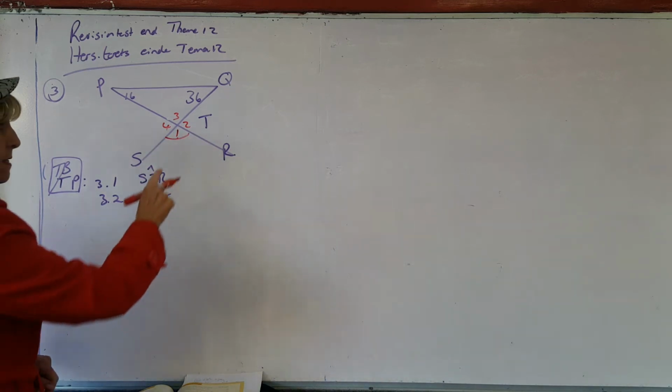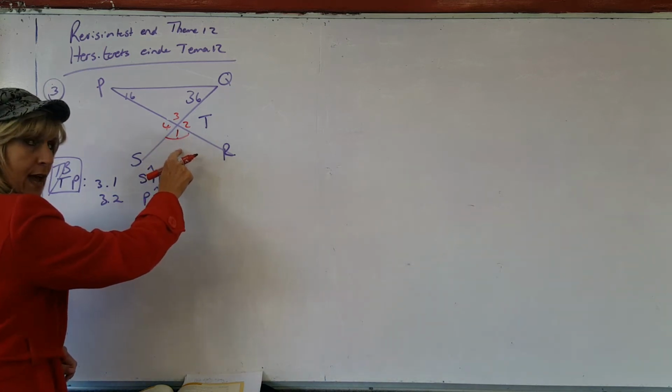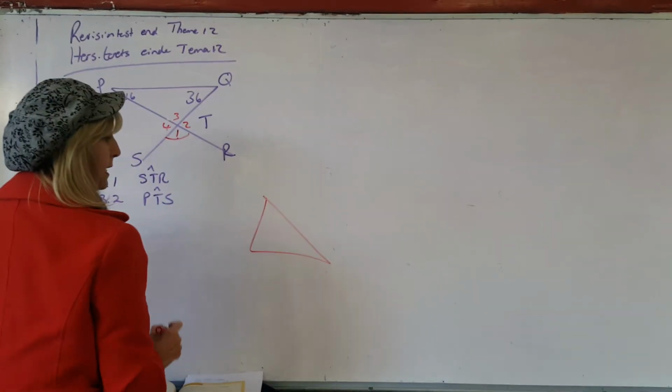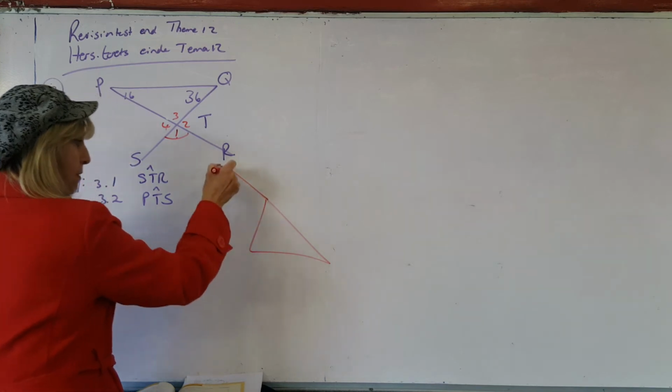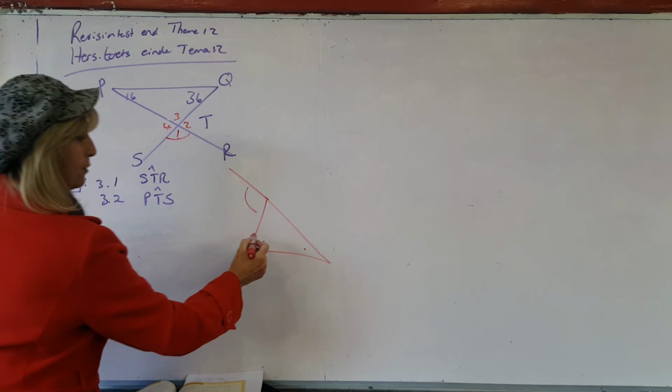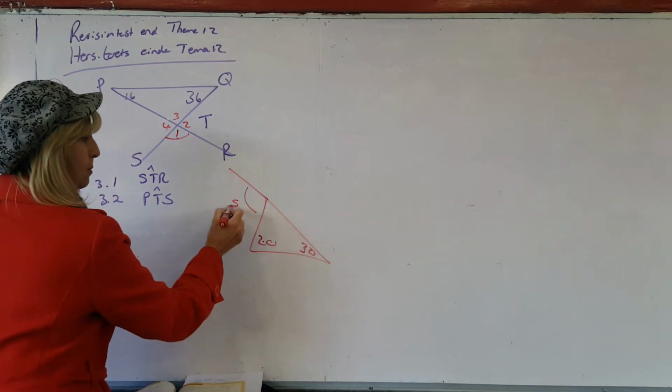But this is not the exterior angle of the triangle. Remember, exterior angle is only when I take one of the sides and lengthen them. That one is equal to these two added. So if it was 20 and 30, this would be 50.